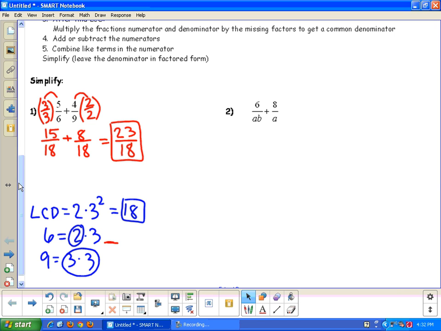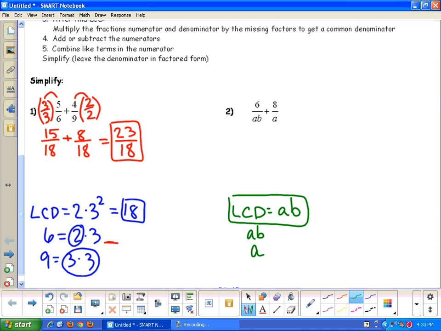So let's look at number 2. So for question number 2, I want to first find my least common denominator. I have AB and I have A. So AB doesn't really break down anymore, it's just A times B, and neither does A. So the greatest number of times A appears in either of the two would be once. The greatest number of times B appears in either is once. So my least common denominator is AB.